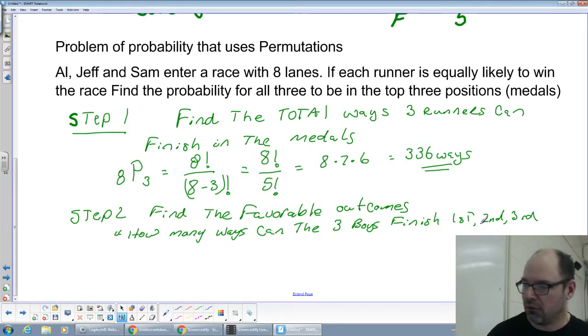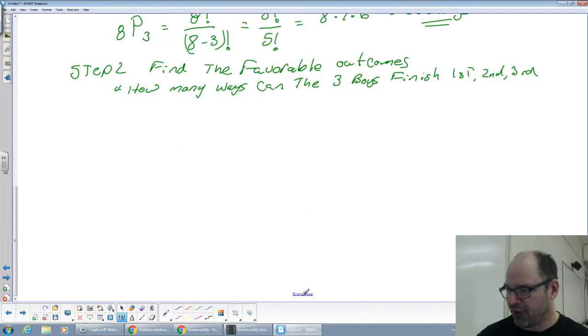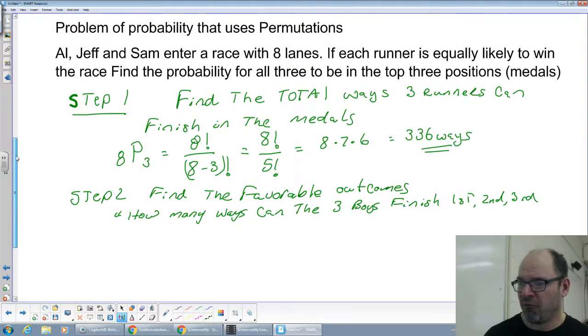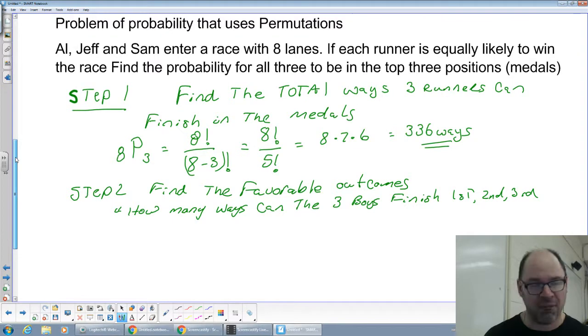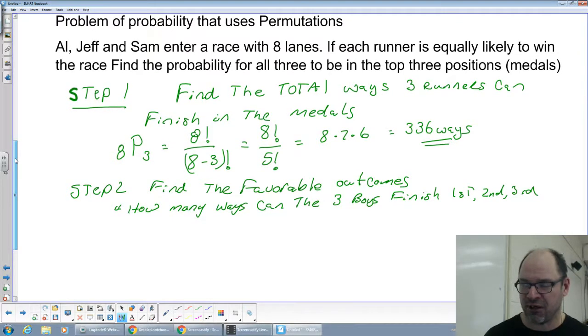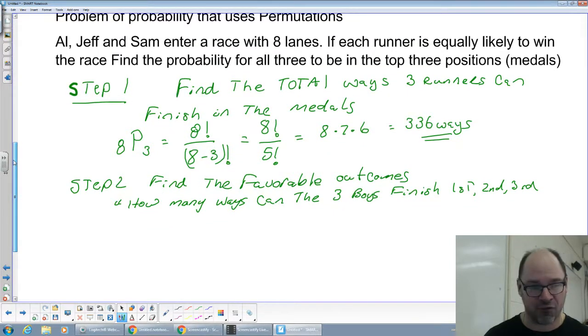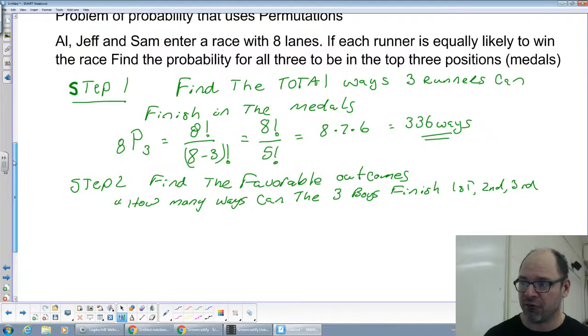But if we were to do a little tree diagram, we could say, okay, well, how many ways can they finish in 3 positions? So we assume that the favorable outcome occurs. We've got the 3 boys, and they could finish in the top 3. So we could have, what do I call these guys, Al being first, and then Jeff and Sam being second and third, or Sam and Jeff flipping it around. So there's 2 possibilities. Or we could have Jeff being first and then Al and Sam, or Sam and Al. There's 2 more possibilities. Or Sam being first, right?